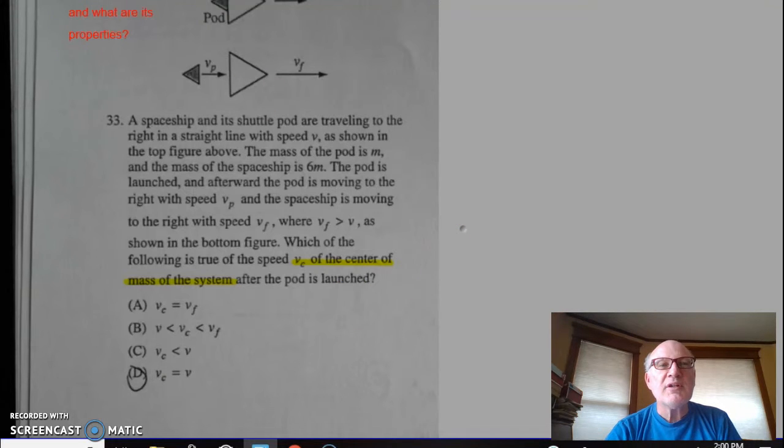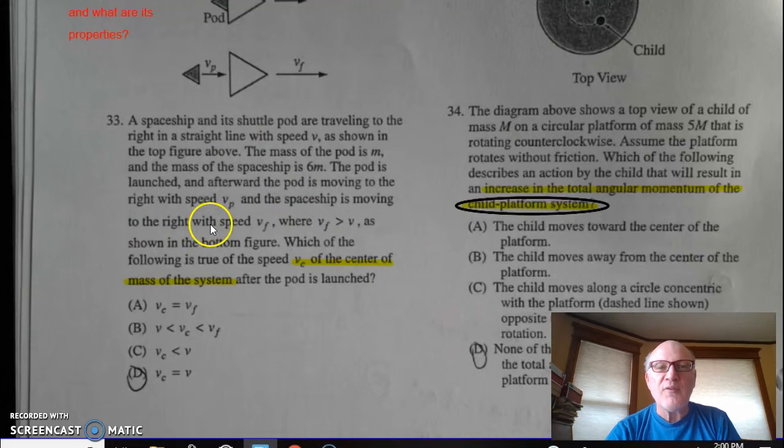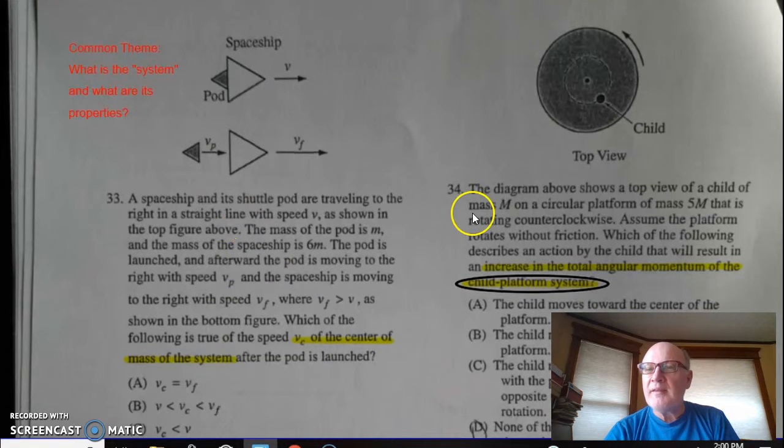Okay, last question is question number 34. Again, there is a lot of information. We've got a disk that's rotating, a platform that's rotating without friction. There's a child with a mass m and a platform with a mass 5m, and that's fine information. But again, the question that's asked is one that's about the entire system. It says, what will result in an increase in the total angular momentum of the child-platform system?